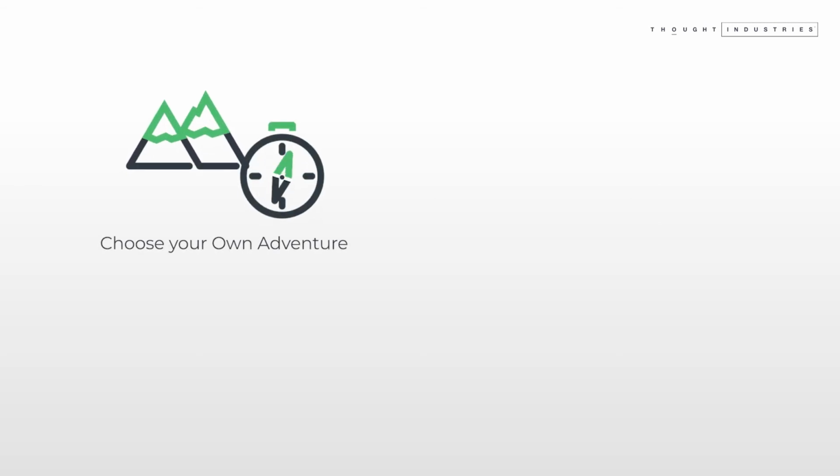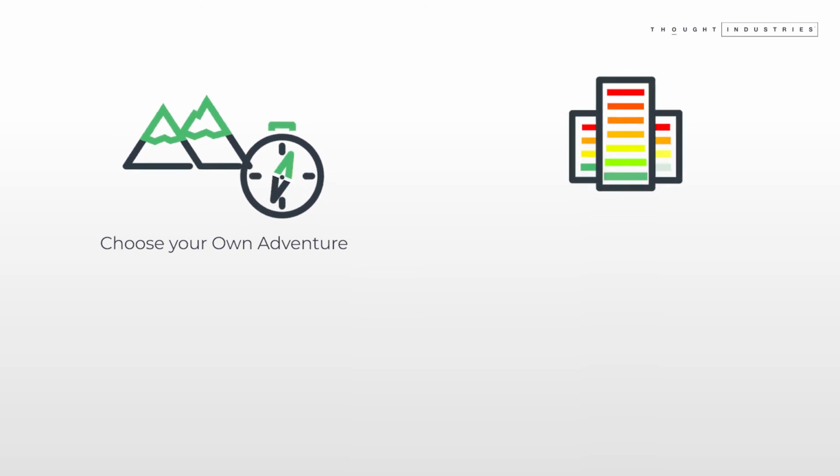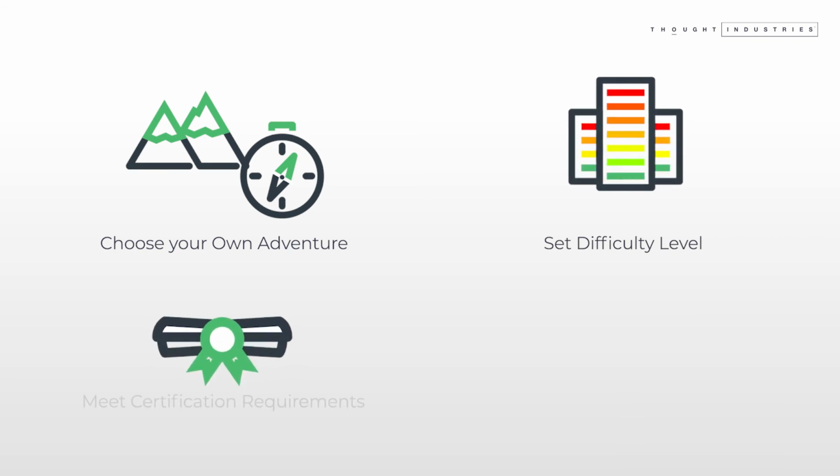ALPs can be used in a variety of ways. You might create a choose-your-own-adventure style experience where learners can select the topics they want to learn. You might use the learner's responses to adjust a lesson's level of difficulty. You might ensure learners meet their certification requirements without having to review what they already know.